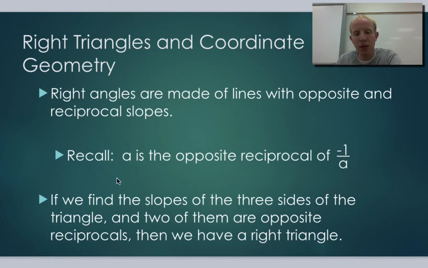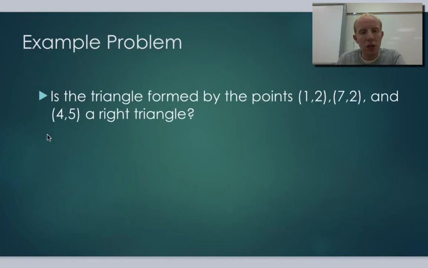So if we have a triangle in the coordinate plane and we find the slopes of the 3 different sides of that triangle, then 2 of them need to be opposite reciprocals. That's when we have a right triangle. So we find the slopes of all 3 sides of that triangle. If 2 of them are opposite reciprocals, then we have a right triangle. So let's look at an example problem.